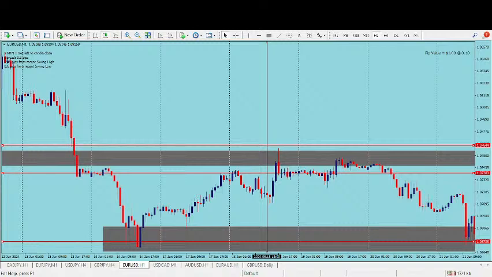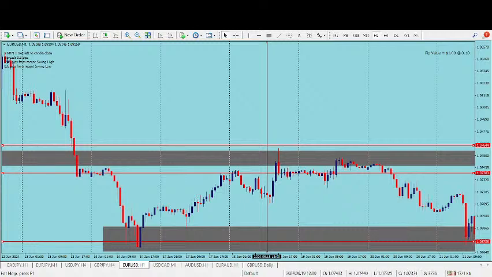Let me get a calculator. Okay. So we have what we are going to calculate. We have 64 minus 38. It is giving 26 pips.